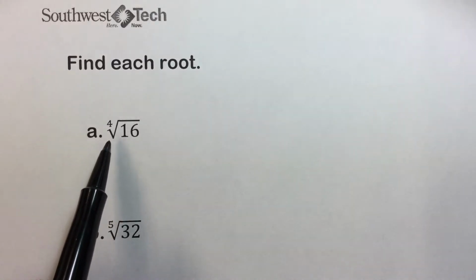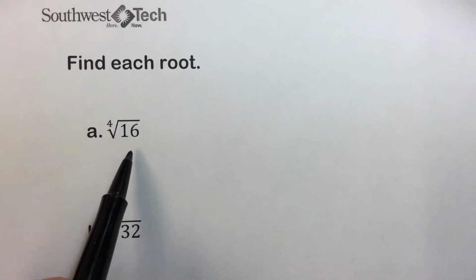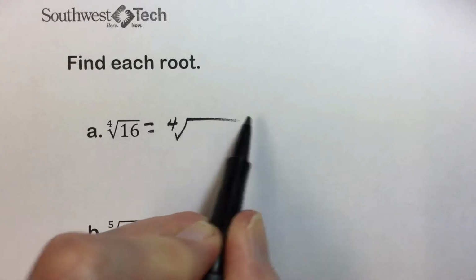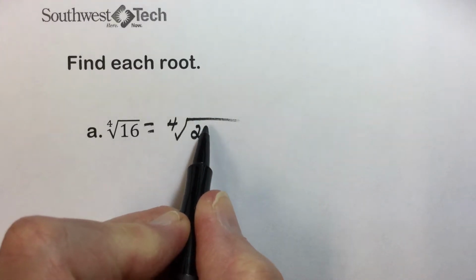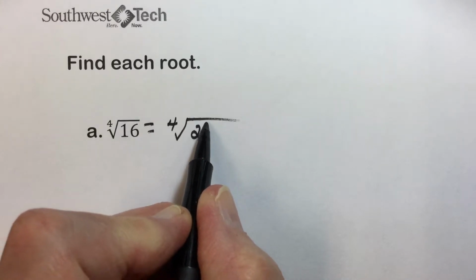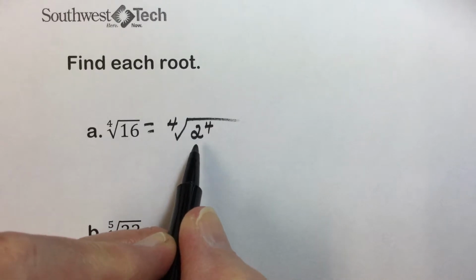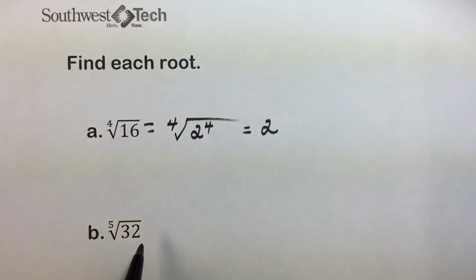Here, in this radical expression with an index of 4, they're asking us for a number which, when multiplied by itself 4 times, is equal to 16. And since 16 in prime factorization breaks down into 2 times 2 times 2 times 2, in other words, 2 to the 4th power, the 4th root of 2 to the 4th power is equal to 2.